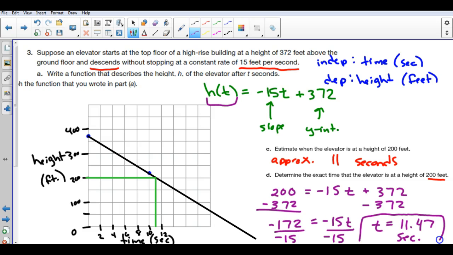So algebra is the more reliable method to use when we're substituting in, rather than using the graph, where we're only able to do an approximation.